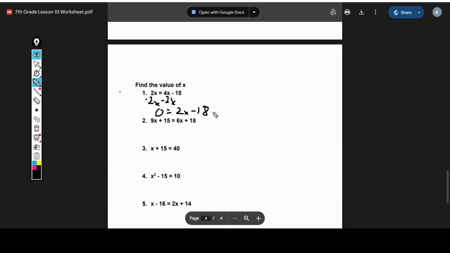Now we have 0 equals 2x minus 18. To move the 18 away from the 2x, I'll add 18 to both sides. That'll give us 18 equals 2x, and then to get rid of this 2, I divide both sides by 2. That gives us 9 equals x. So the value of x is 9.